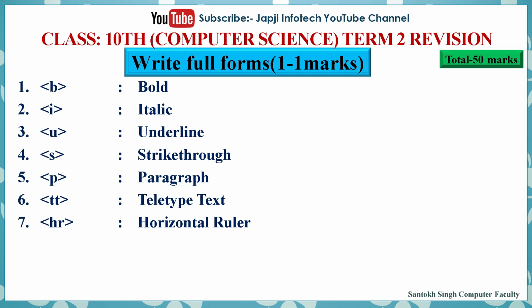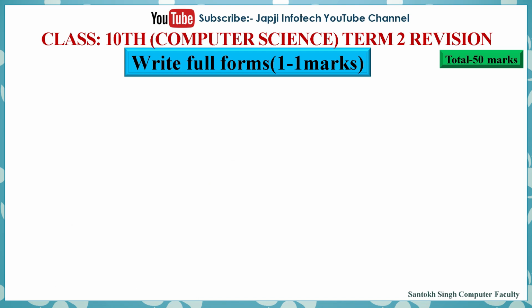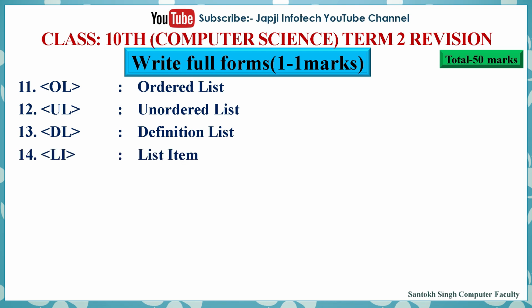HR tag stand for horizontal ruler, eighth one is BR tag. BR tag stand for break line, ninth one is SUP tag. SUP tag stand for superscript, 10th one is sub tag. Sub tag stand for subscript, 11th one is OL tag. OL tag stand for ordered list, 12th one is UL tag. UL tag stand for unordered list, 13th one is DL tag. DL tag stand for definition list, 14th is LI tag. LI tag stand for list item, 15th one is DT tag.